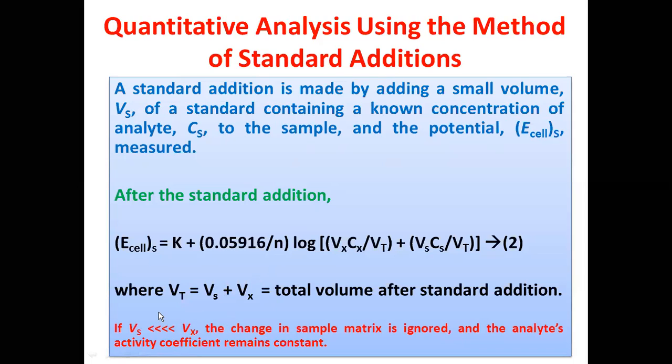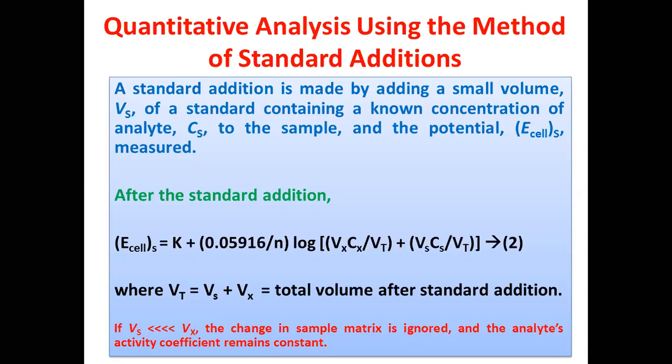Assume Vs, the volume of the standard, is significantly lesser than the volume of the sample. You have to make one assumption, that the change in the sample matrix can be ignored and the activity coefficient will be constant. If the value of Vs is significantly lesser than Vx, the activity coefficient will remain constant. Then what is the relationship between concentration and activity?